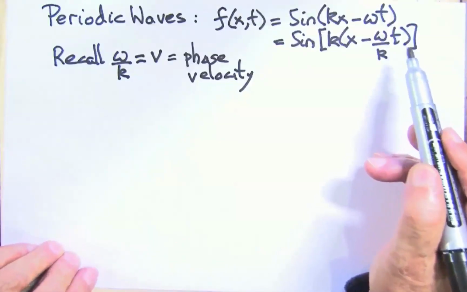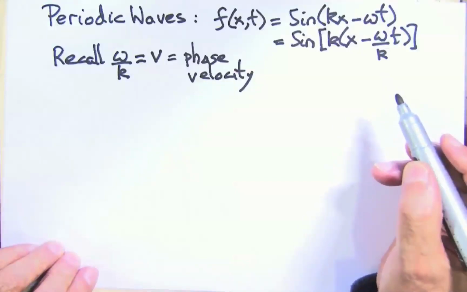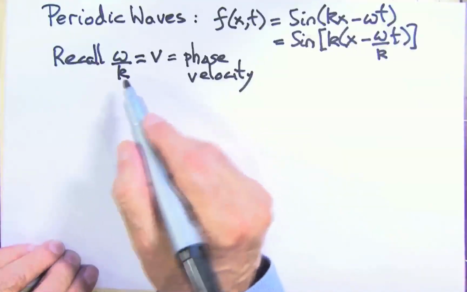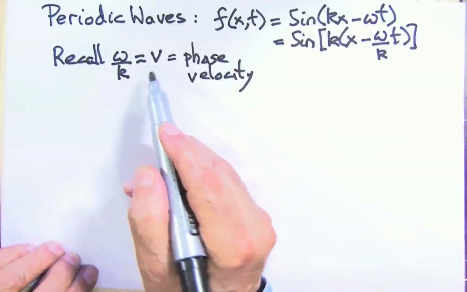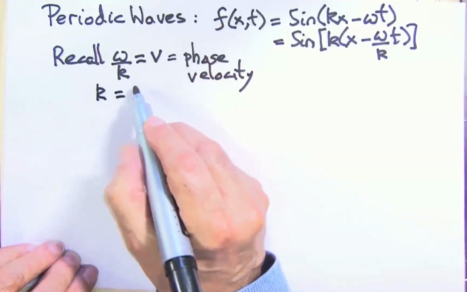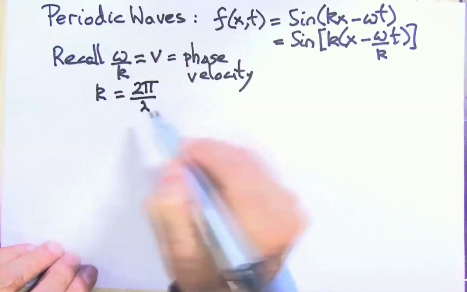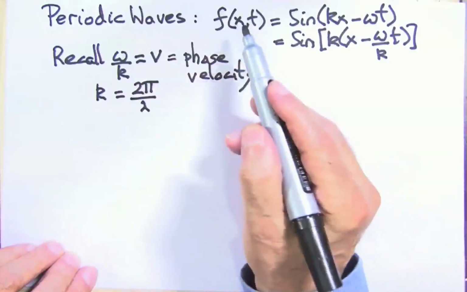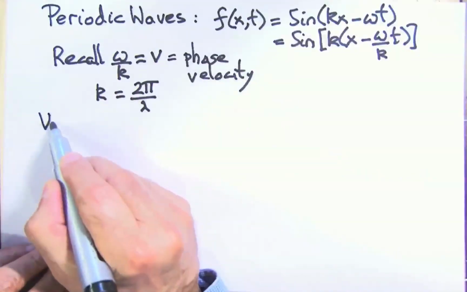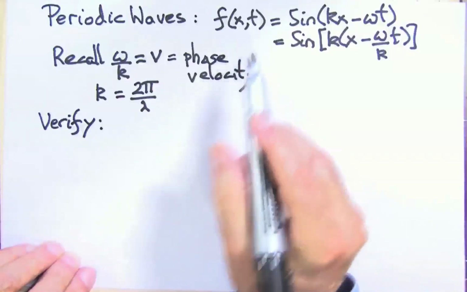Okay, but why not verify it? It might be just good practice. And also, you remember over here that when I called omega over k as v, I had said that k is what we call the wave number, and it's essentially 1 over the wavelength lambda. All right, now let's verify that f is the solution of the wave equation.